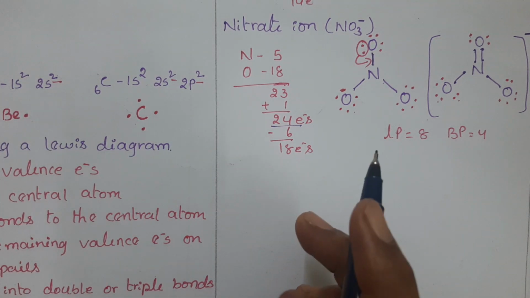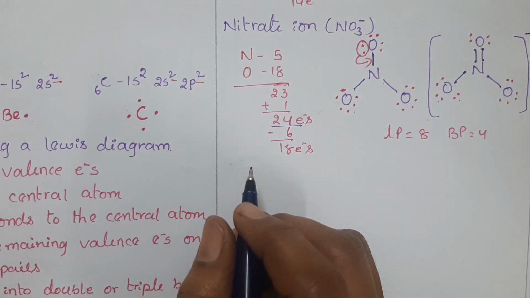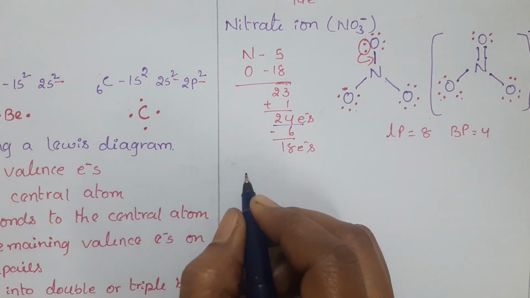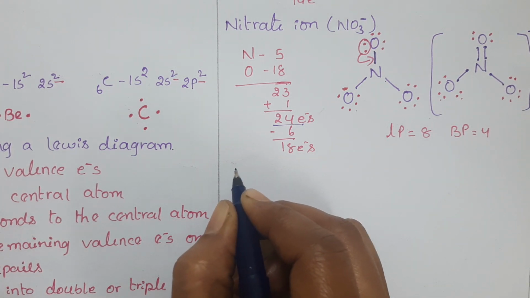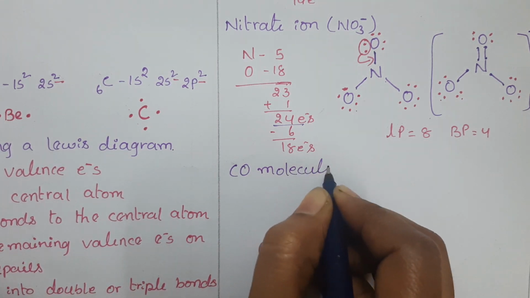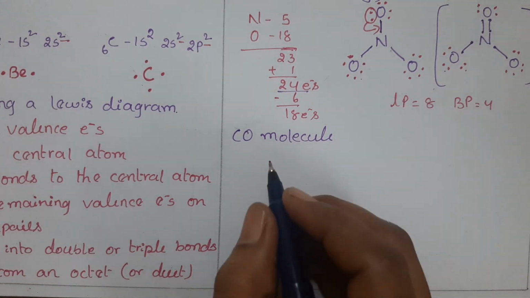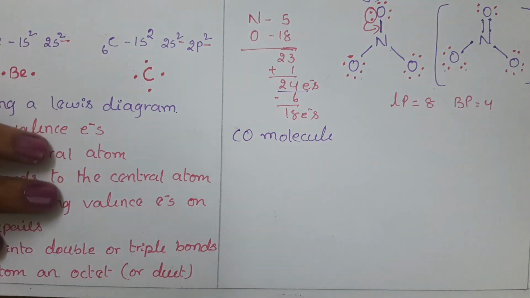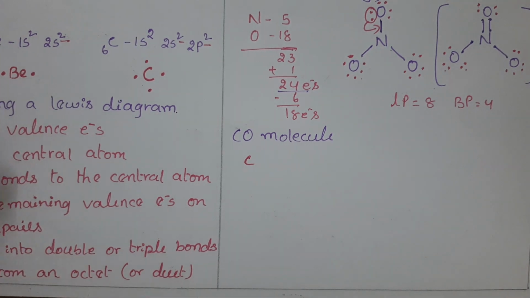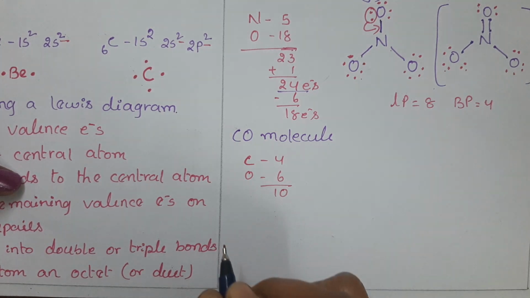So now let's see one more example, the CO molecule, carbon monoxide. In this CO molecule, what is the central atom? First we have to count the valence shell electrons. Carbon has 4 valence electrons, oxygen is 6, so totally 10 valence electrons are there.